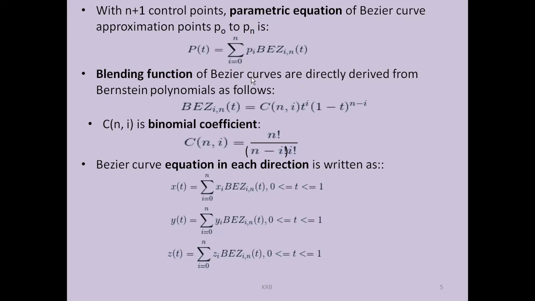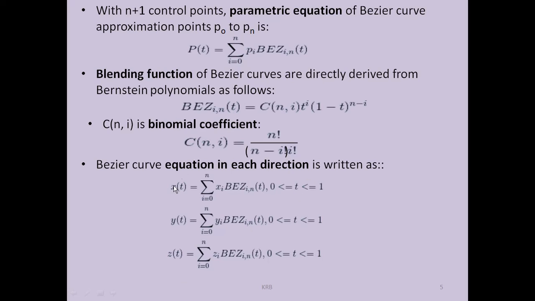So basically what we have to find is the parametric equation which has this blending function. The blending function can be calculated using the given formula, in which the binomial coefficient can be calculated as shown. After finding these parameters, we have to find the Bezier curve equation in each direction.